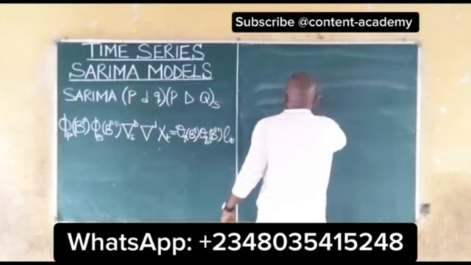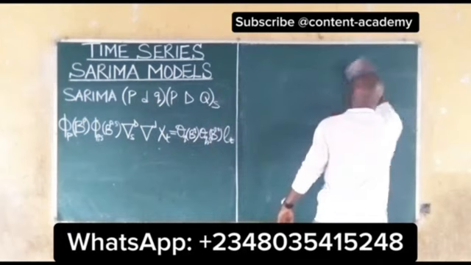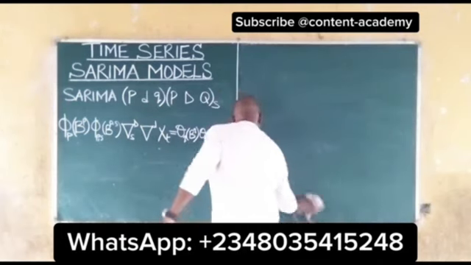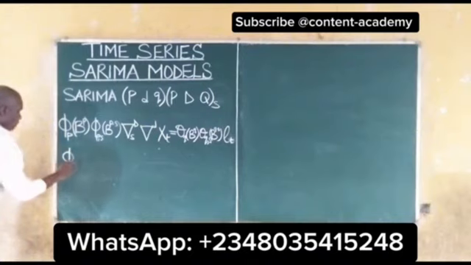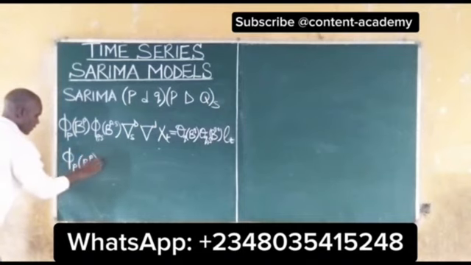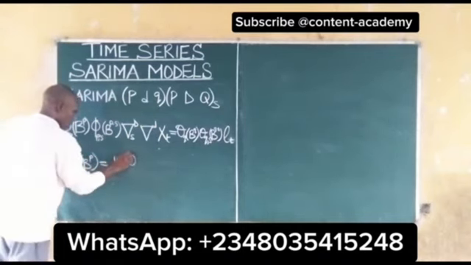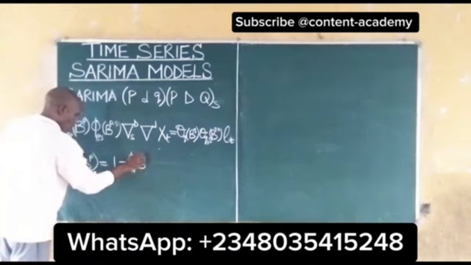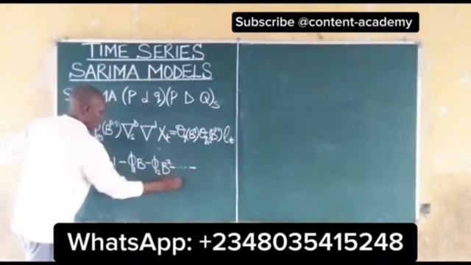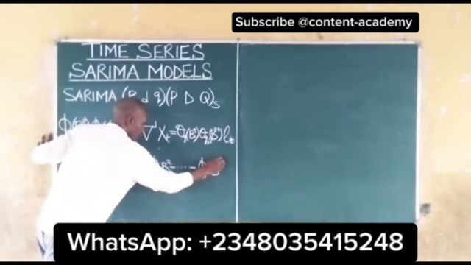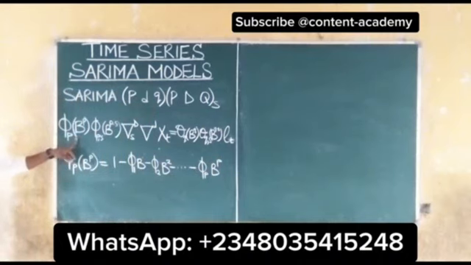So we'll show how they are being used. Now, the phi p B to the p can be computed as 1 minus phi 1 B, minus phi 2 B squared. It continues that way to give you phi p B to the p. So this is how this part is being computed.